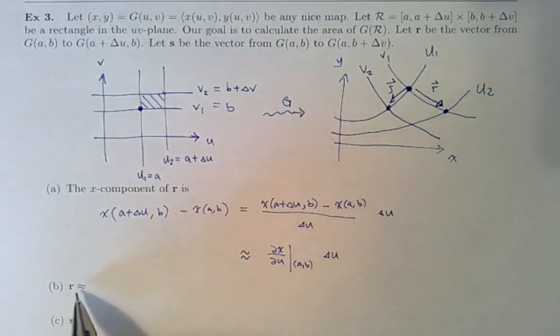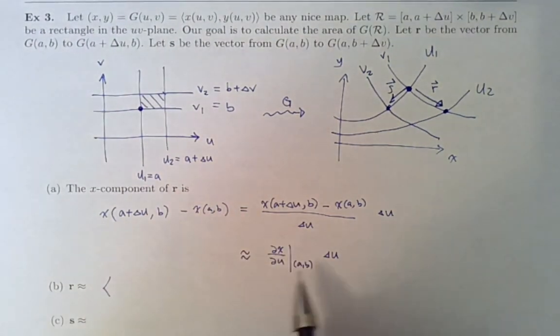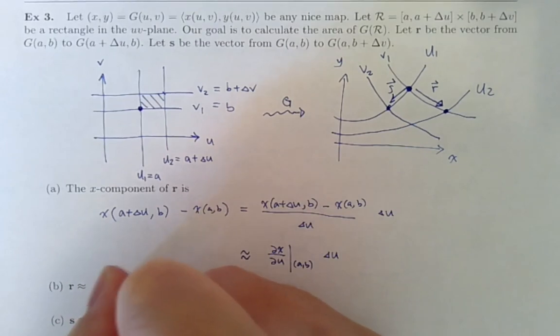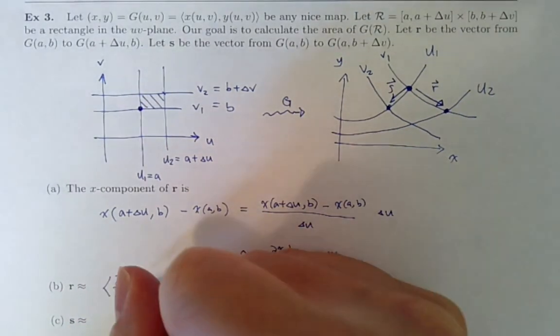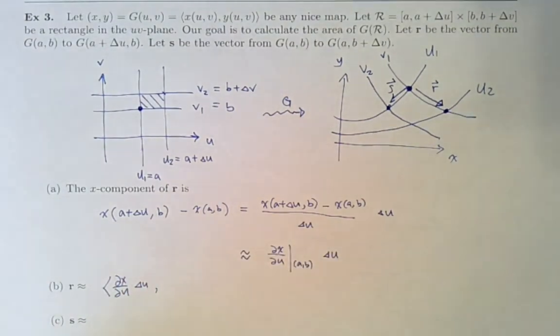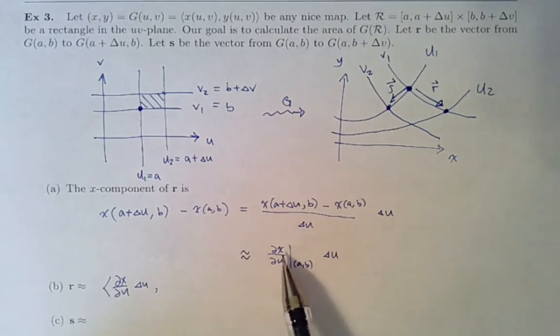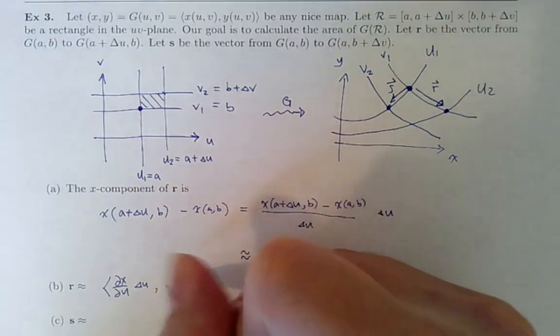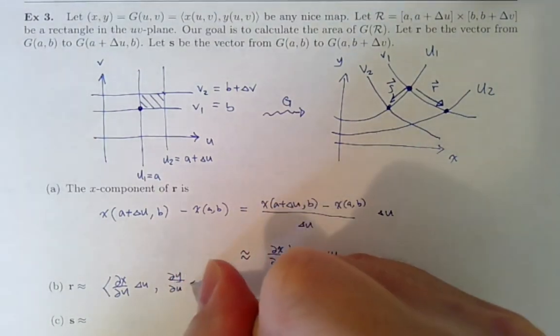So then let me write R is roughly equal to partial x with respect to u times delta u. And the y component, if you have to guess, what would you say? Instead of x, you would get y. Still taking the derivative with respect to u, times delta u.